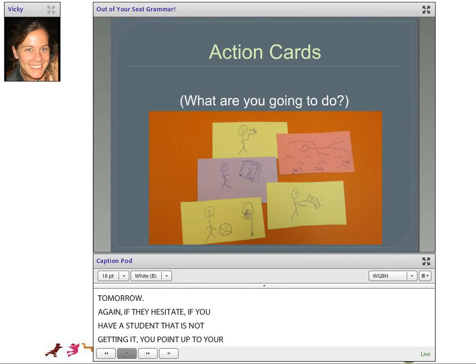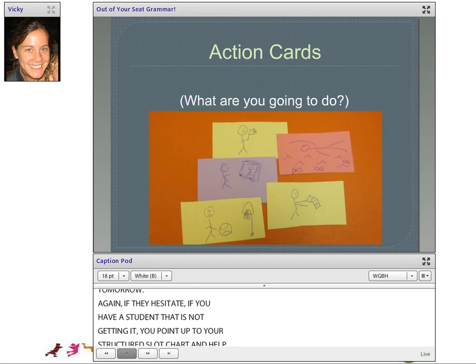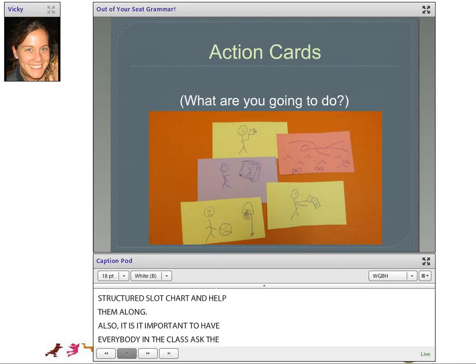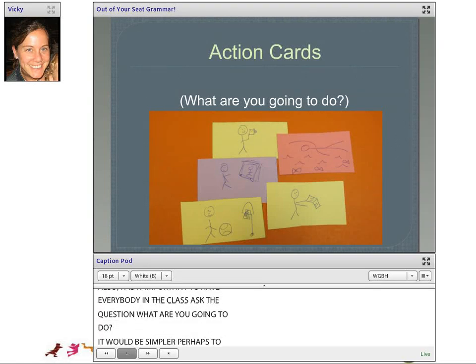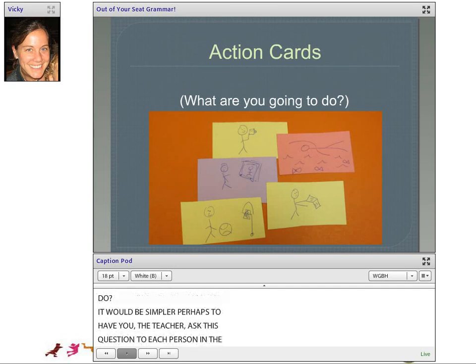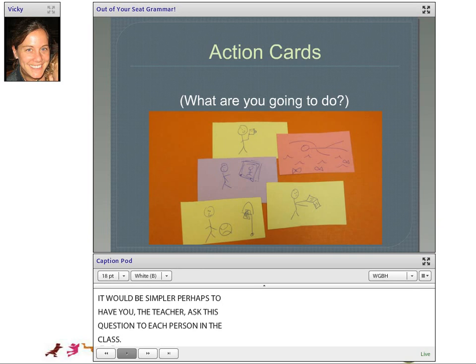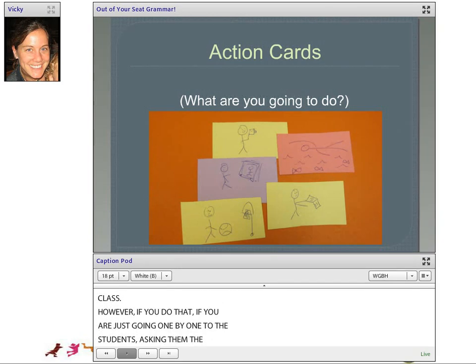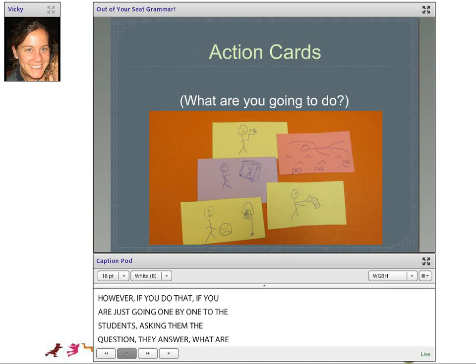Also, why is it important to have everybody in the class ask the question, what are you going to do? It would be simpler, perhaps, to have you, the teacher, ask this question to each person in the class. However, if you are just going one by one through the students, asking them the question, they answer, what are the rest of the students doing when it's not their turn?